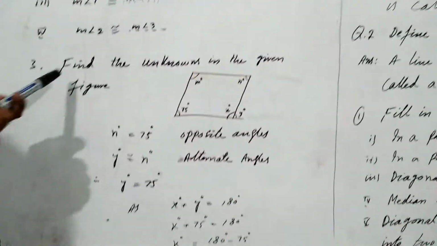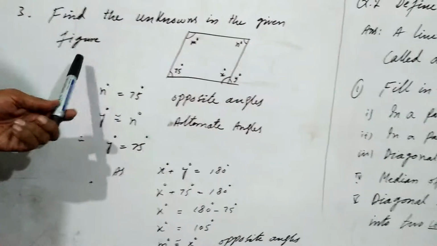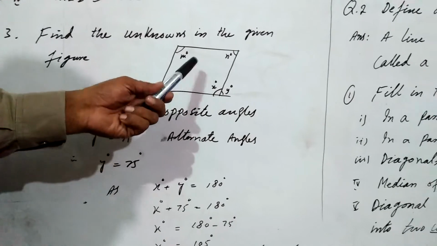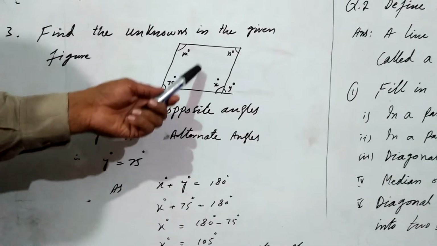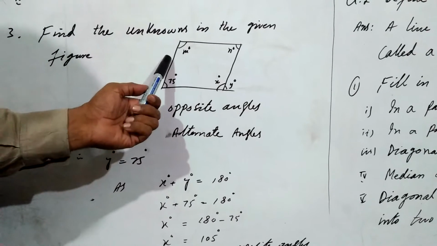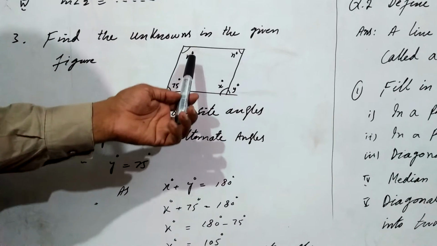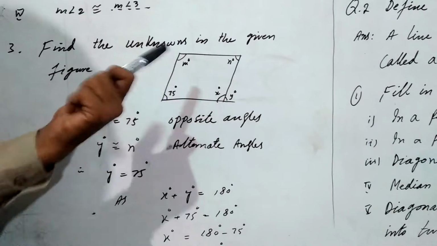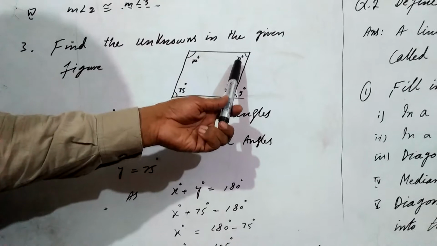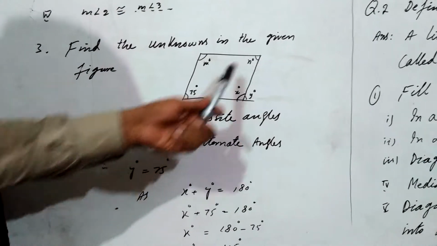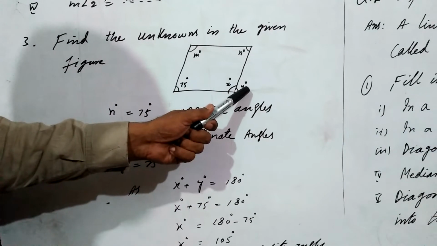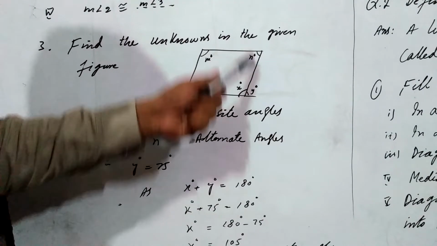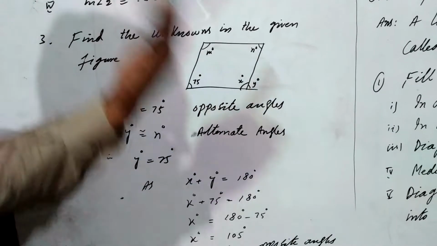Question number 3. Find the unknowns in the given figure. Figure is this, which is a parallelogram. In a parallelogram, these two sides are parallel and these two sides are parallel. M degree and X degree are opposite angles and opposite angles are congruent. Therefore, N degree is equal to 75 and N degree is congruent to Y degree, because N degree and Y degree are alternate angles and alternate angles are also congruent.